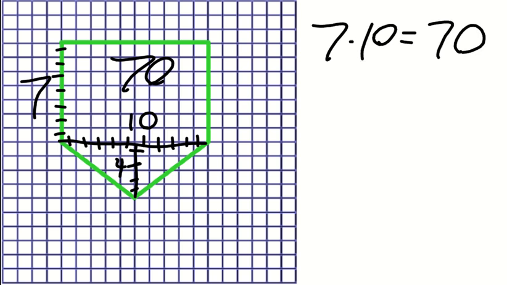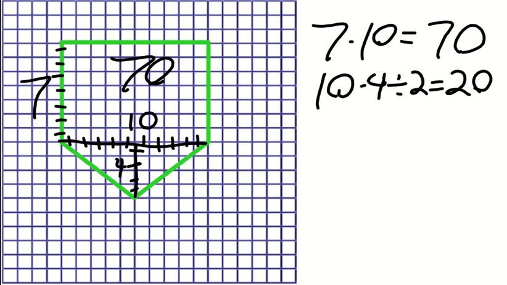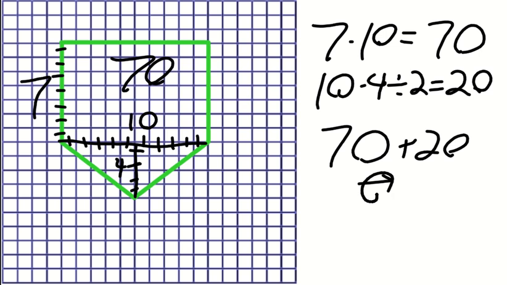For the triangle, base times height divided by 2. That's 20. We add them together. 70 plus 20. Oops. That equals 90. Okay? Everybody kind of follow?